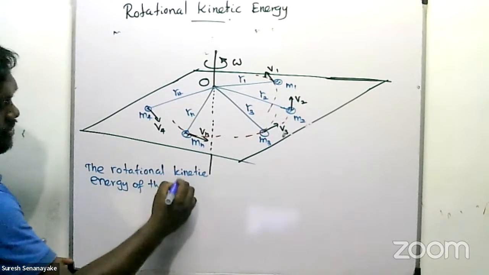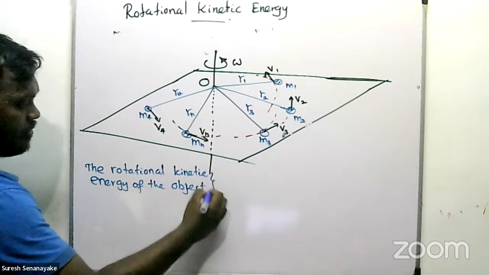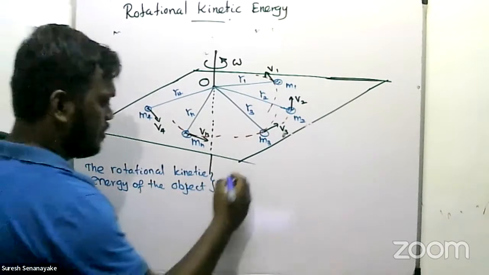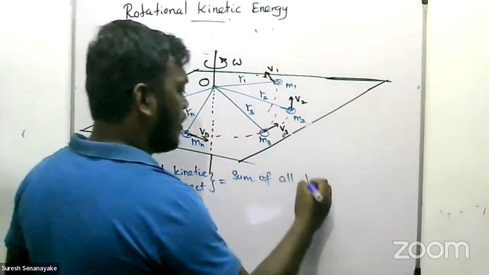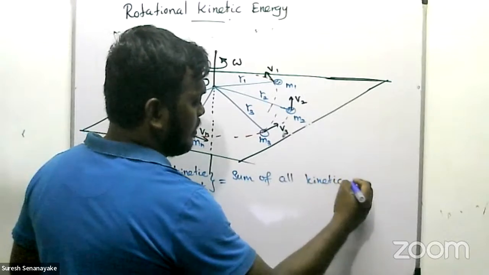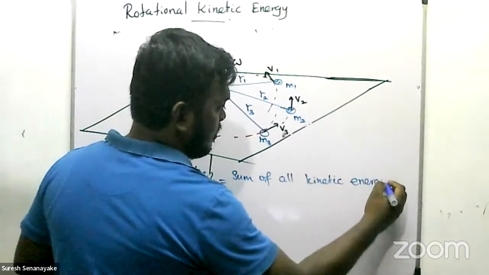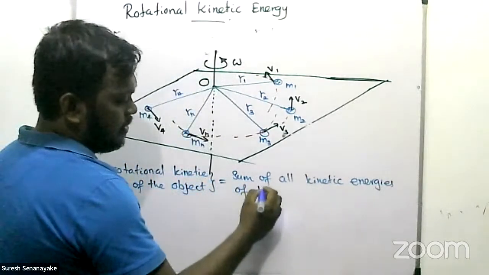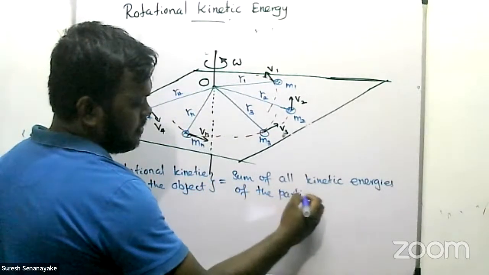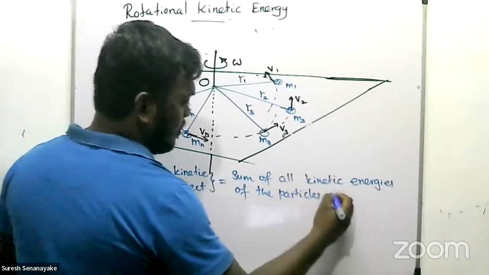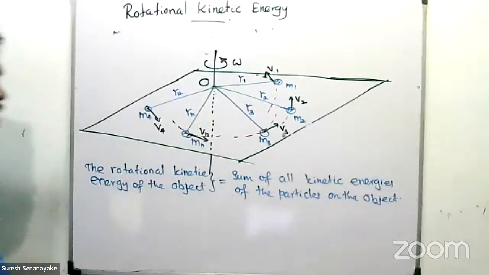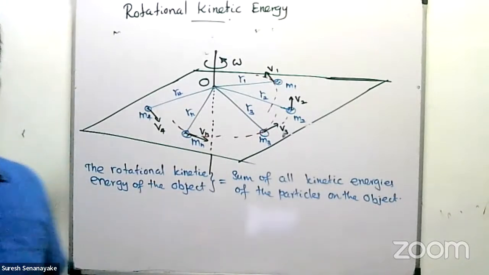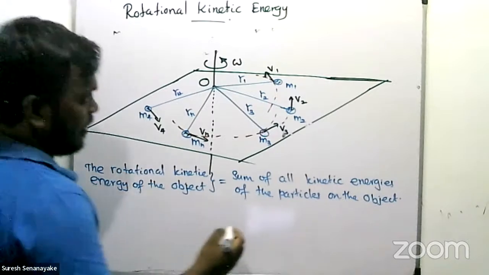Of the object equals the sum of all kinetic energy of the particles on the body, on the object, having their individual linear motions, you can say that.